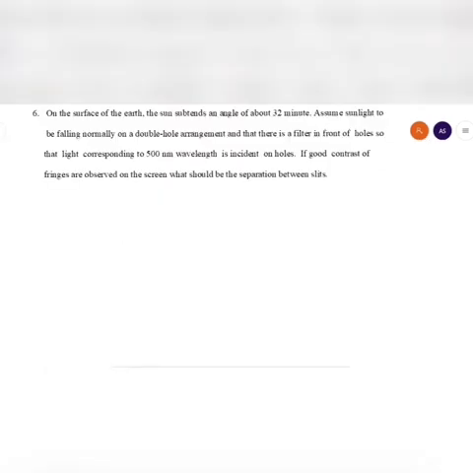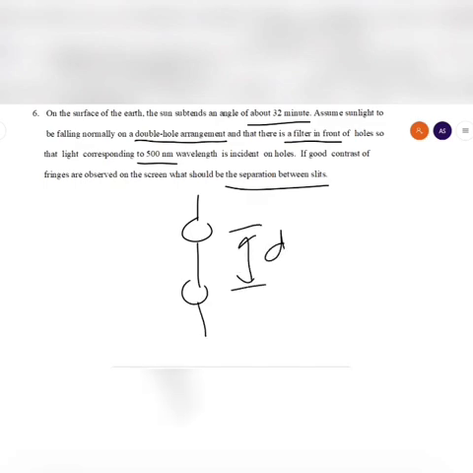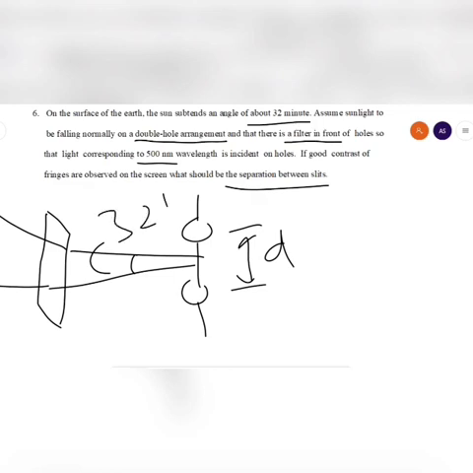The last question, question number 6. At the surface of the earth, the sun subtends an angle of 32 minutes, and the sunlight falls normally on a double hole arrangement like Young's double slit. A filter is used in front of the holes, and light corresponding to 500 nanometer wavelength passes. This question asks what is the separation between the slits or holes. Here the question is asking for the separation small d, and a filter is used. Sunlight is coming and makes a subtended angle of 32 minutes.